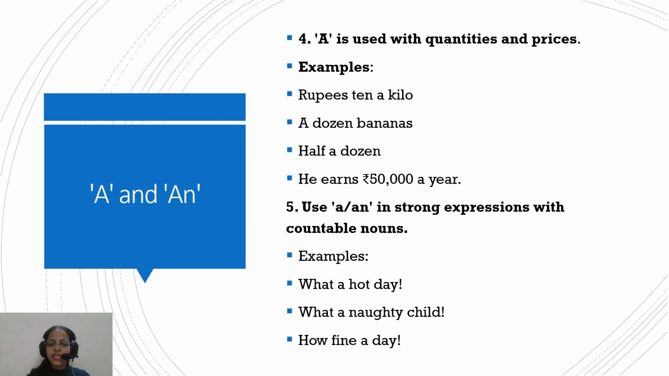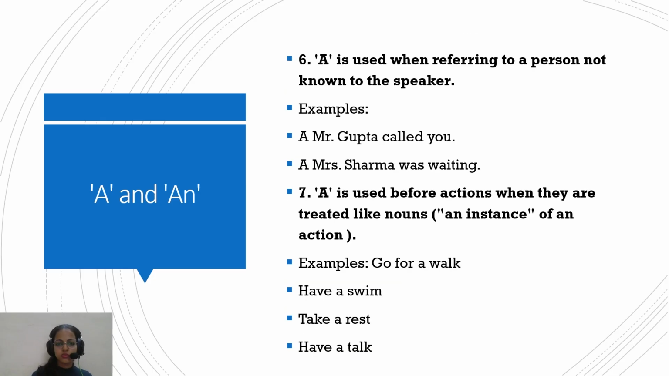Use a and an in strong expressions with countable nouns. So if you were to say what a hot day, here a is used to express a strong expression of how hot the day is. What a hot day. What a naughty child. How fine a day. So these are again used in the expression of countable nouns. That's also one way where articles a and an are used.